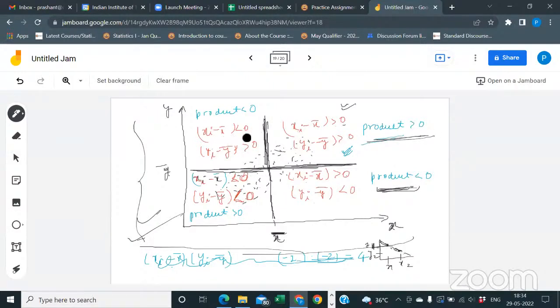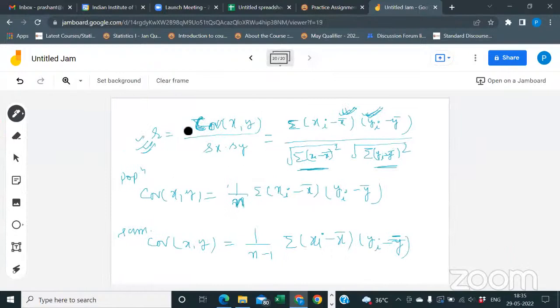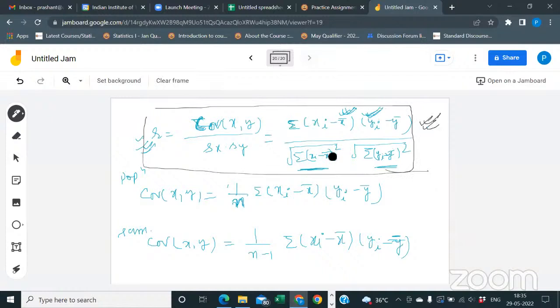Similarly, here xi minus x bar will be less than 0 and yi minus y bar will be greater than 0. So the product will be negative. Now, similarly, here xi minus x bar will be less than 0 and yi minus y bar will be less than 0. So the product will be positive, because the product of two negative numbers is positive, right? From here, you know the formula of this R. In the numerator, if you see, the denominator will always be positive. So whether R is increasing or decreasing, positive or negative, you can interpret from this product also.